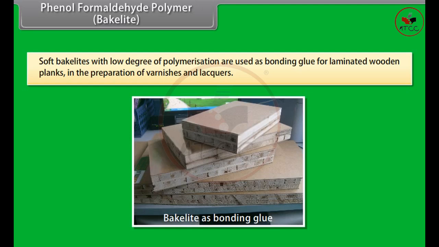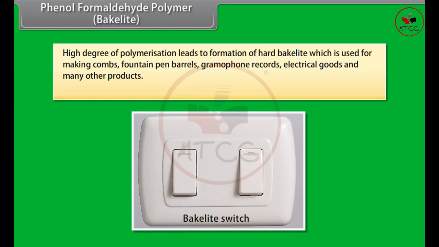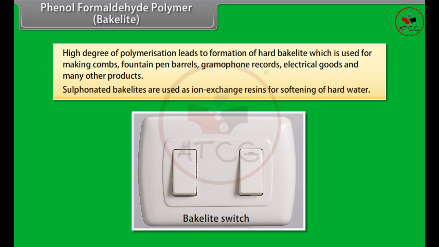Soft bakelites with low degree of polymerization are used as bonding glue for laminated wooden planks and in the preparation of varnishes and lacquers. High degree of polymerization leads to formation of hard bakelite, which is used for making combs, fountain pen barrels, gramophone records, electrical goods, and many other products. Sulfonated bakelites are used as ion exchange resins for softening of hard water.